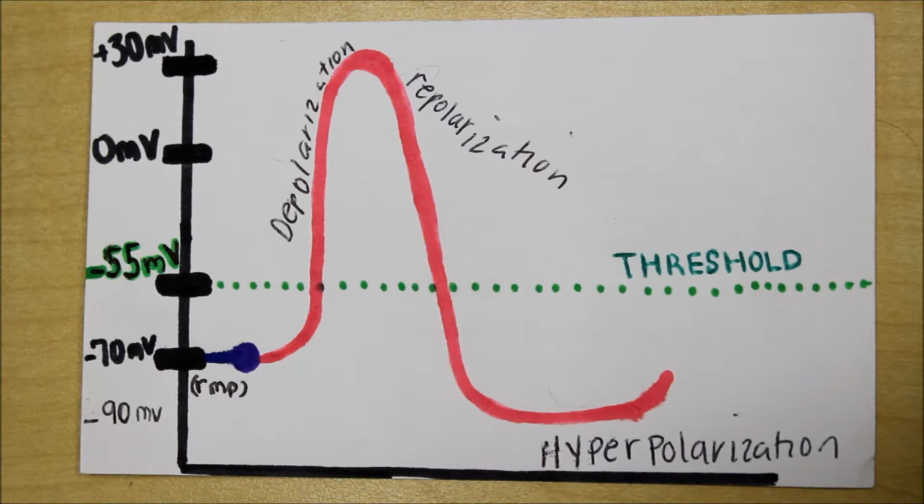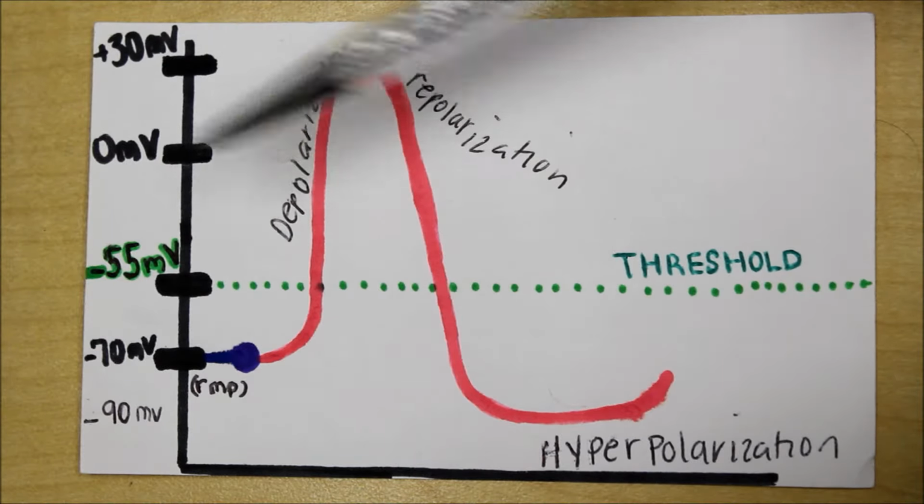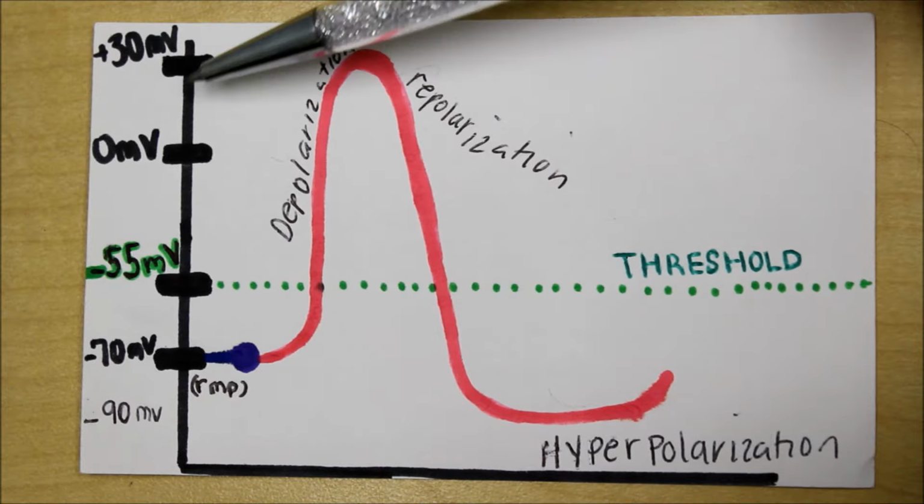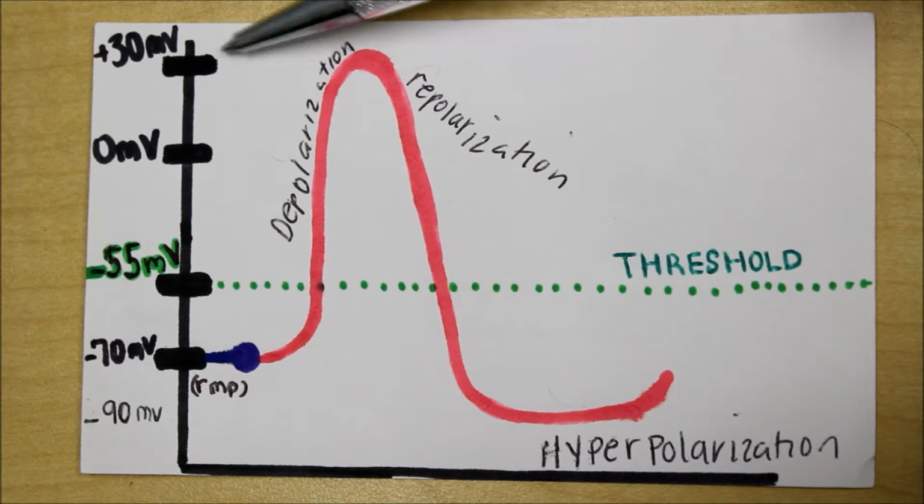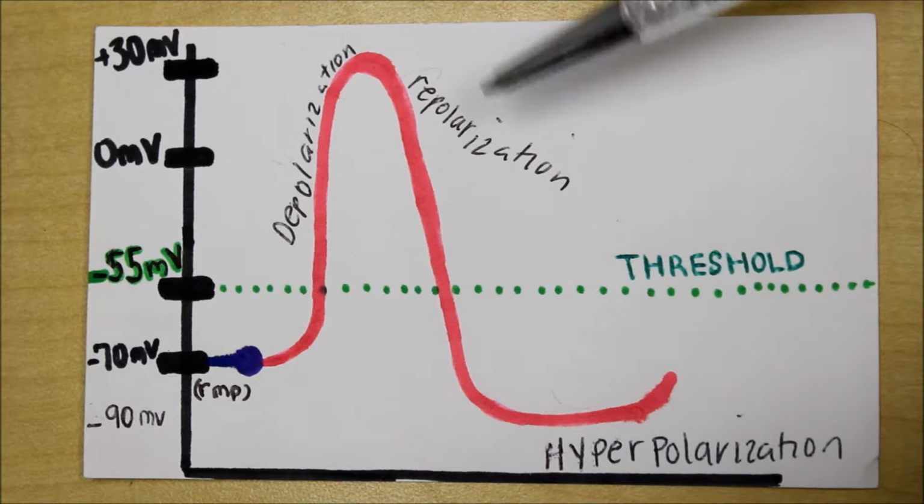Okay, so action potential is achieved by beginning with negative 55 at the threshold. From negative 55 millivolts at depolarization, it reaches up to 30 millivolts, and at 30 millivolts it hits action potential. Then from there it goes down to repolarization.